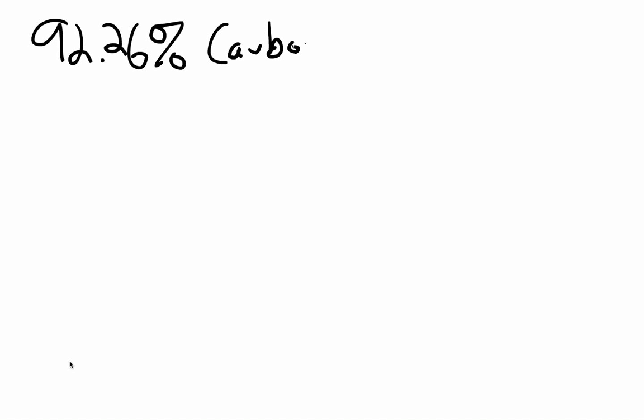So a lot of times what we'll get is percentages of an element in a compound. And this is a little bit more realistic of the type of data you might get from a chemistry lab. You could analyze a sample, find it's 92.26% by mass carbon, 7.74% mass of hydrogen. So we know it's an organic compound, and it's carbon and hydrogen, but we don't really know what it is or how it's bonded.